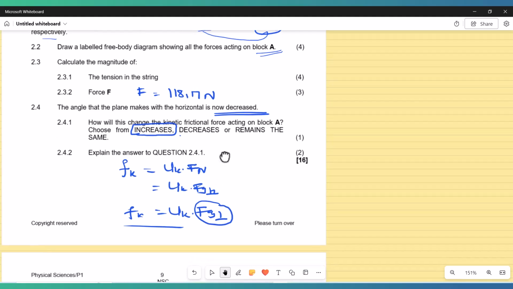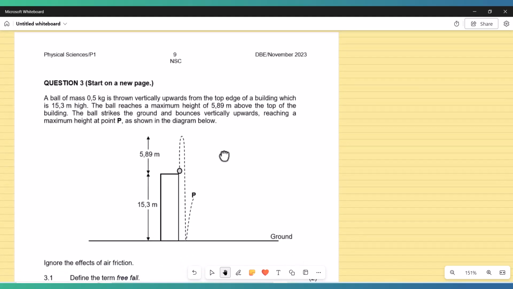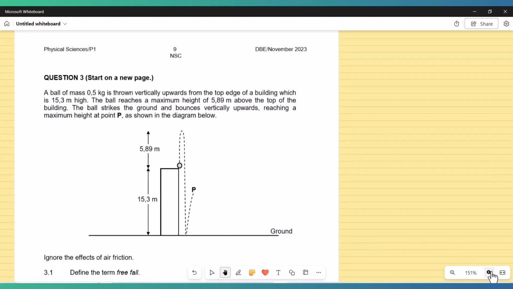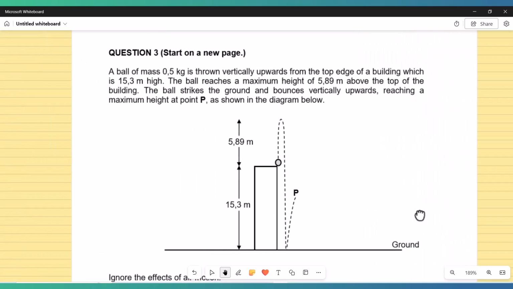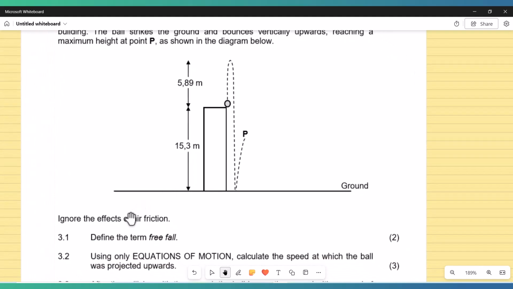That is question 3. They say here a ball of mass 0.5 kg is thrown vertically upwards from the top edge of a building, which is 15.3 meters high. The ball reaches a maximum height of 5.89 meters above the top of the building. The ball strikes the ground and bounces vertically upwards, reaching a maximum height at point P as shown in the diagram below. They say ignore air friction.